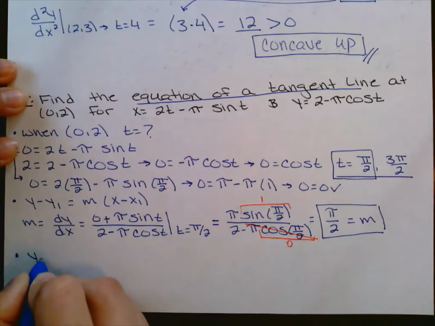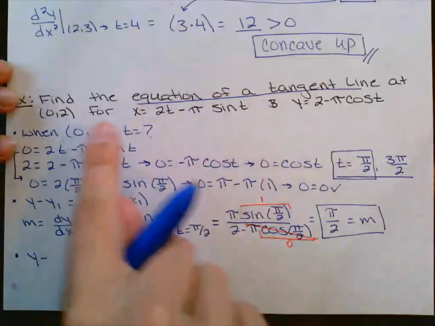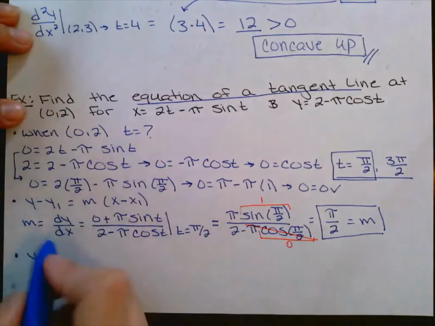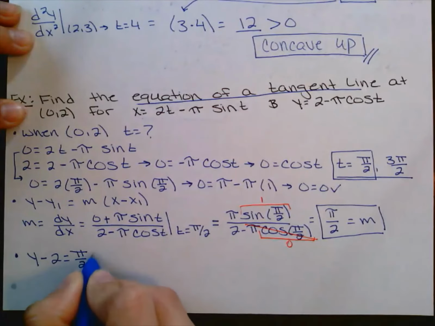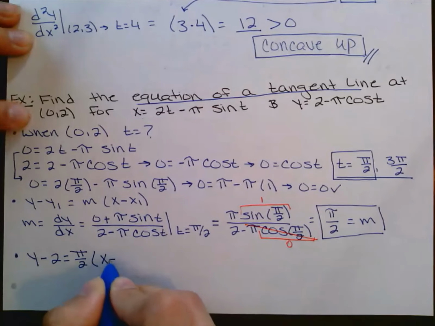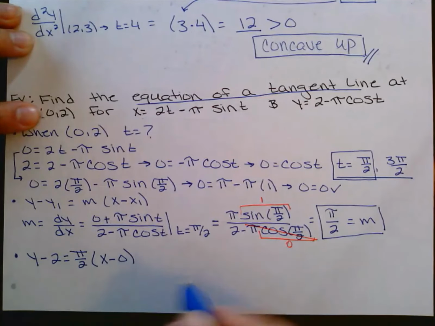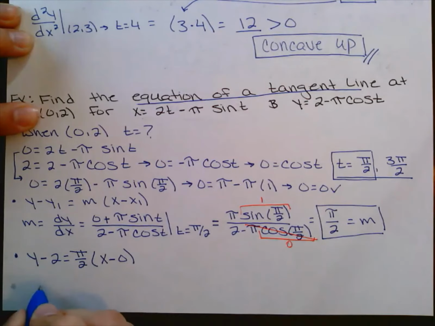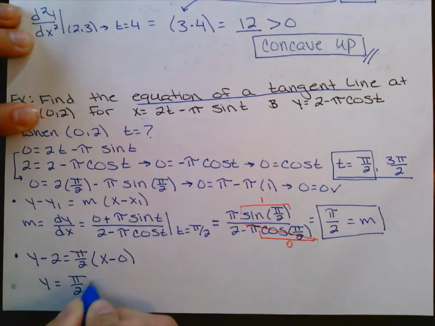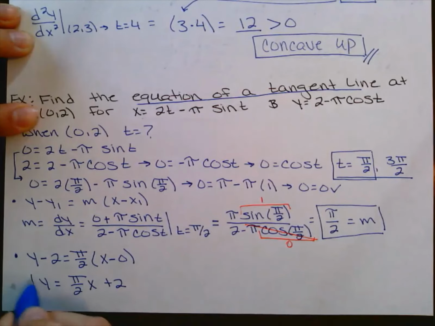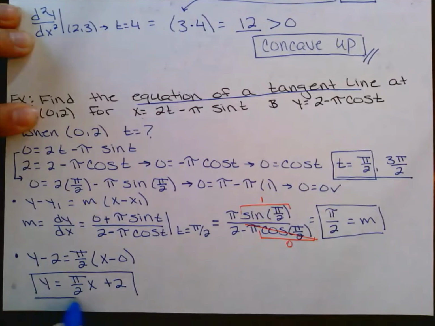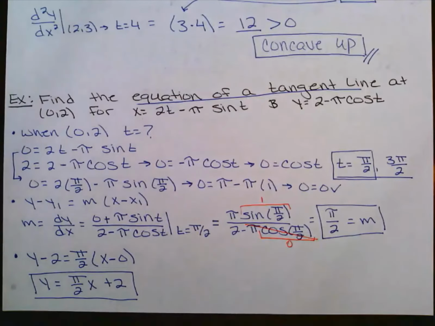And now I'm ready to write my equation of a tangent line. I have y minus my y1 was right here, 2, equals my slope, which is pi over 2, times x minus my x1 is 0. And we can clean this a little bit more and say y equals pi over 2x plus 2. If you're in a free response question, you could leave it at the step before this. If it's a multiple choice, you will be looking for it with the y isolated.